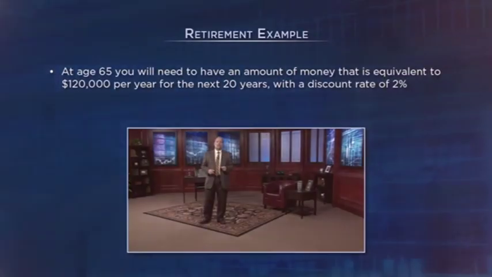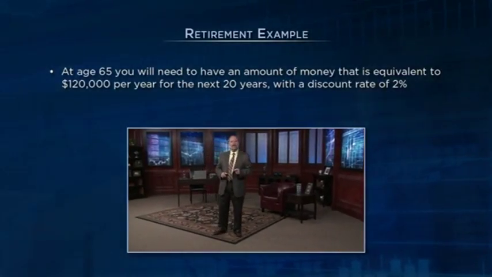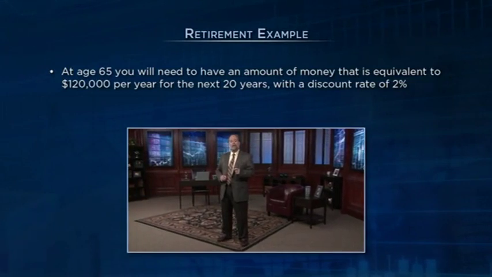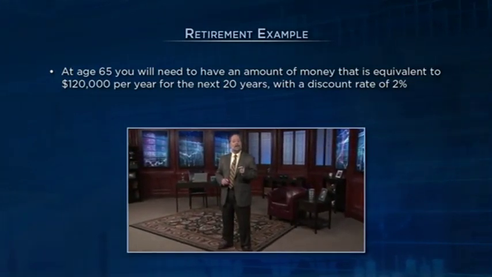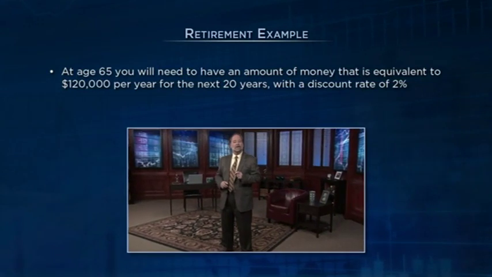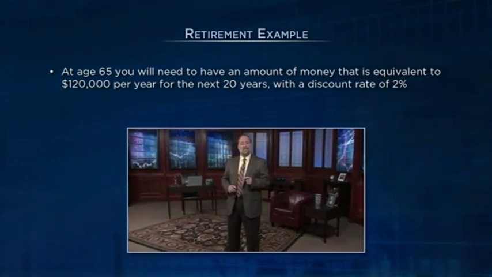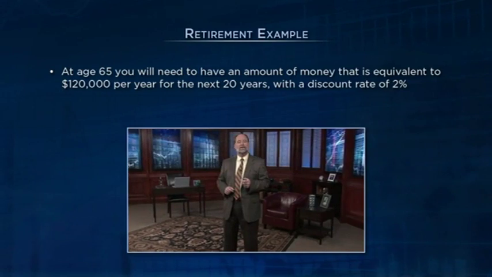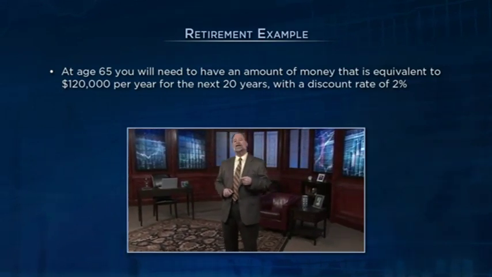The next thing you need to assume is what kind of return you can expect to earn on your money while in retirement. If you want to not risk your savings, then we need to assume a fairly low number that is consistent with having your nest egg invested in low-risk securities. So in real terms, let's assume that you're able only to get 2%. So at age 65, you will need to have an amount of money that is equivalent to $120,000 per year for the next 20 years at a discount rate of 2%. That's just an annuity. For simplicity, let's assume that you get the money at the end of the year.